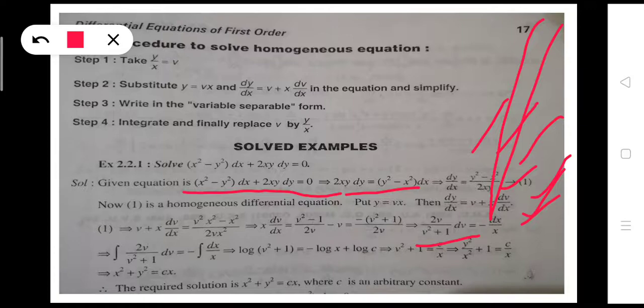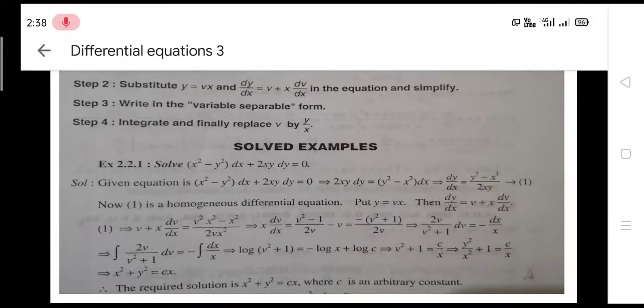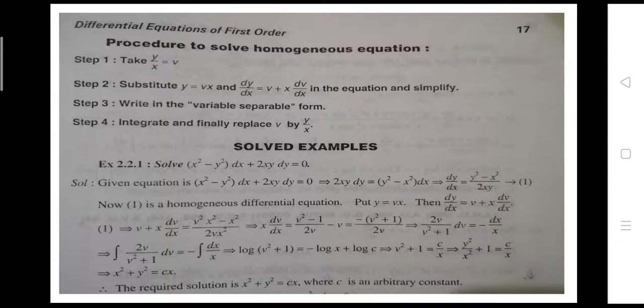And now simplify, we get v square plus 1 is equal to c by x. This implies y square by x square. Here v means y by x, so v square means y square by x square. So y square by x square plus 1 is equal to c by x. Now simplify, we get x square plus y square is equal to cx only.